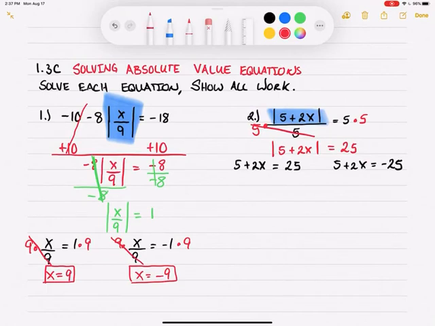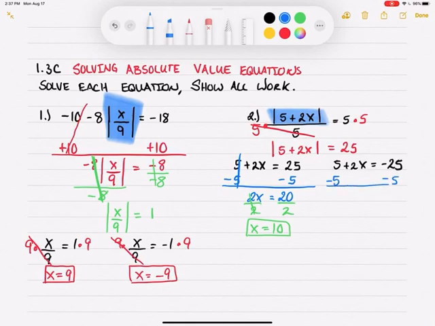From here, I'm going to solve for x by subtracting 5 from both sides. I have 2x is equal to 20. Then I'm going to divide both sides by 2. And I have x is equal to 10 for my first answer. To get my second answer, I simply start by again subtracting 5 from both sides. I have 2x is equal to negative 30. Then I'm going to divide both sides by 2. And I have x is equal to negative 15.